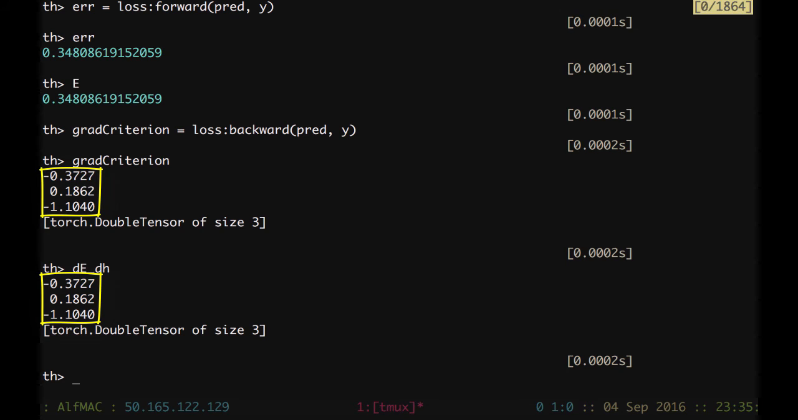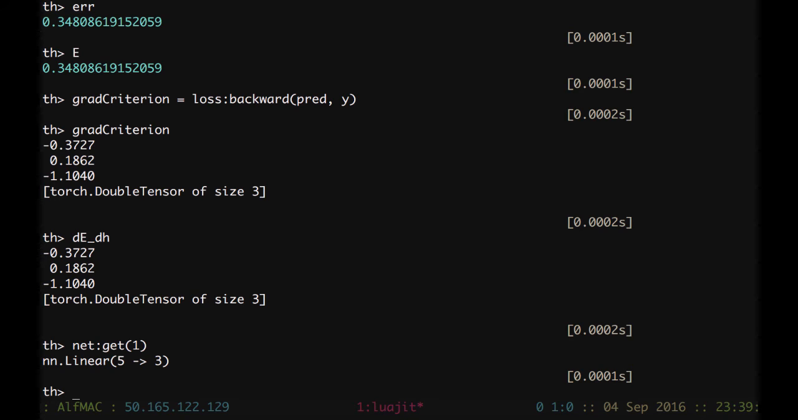So we can compare grad criterion with the previous dE over dh, which is the same. Before proceeding with the backward step for the network, we have to actually clear out the grad bias and weight. Now that we have a network, I can have net get one, and we get the first module within the network. If I'd like to see the partial derivative of the error with respect to the weight, I can print them as: net get one grad bias concatenated to net get one dot grad weight along the second dimension.